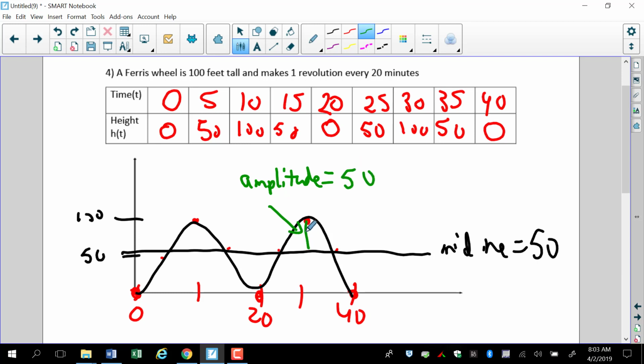Remember, it's the distance from the midline up. It's not the total height of the Ferris wheel, it's the distance from the midline up. And then our period is how long does it take to repeat. But notice it repeats every 20 minutes. I could keep writing this as long as I wanted to, but the period is just this 20 minutes that it takes to repeat itself.